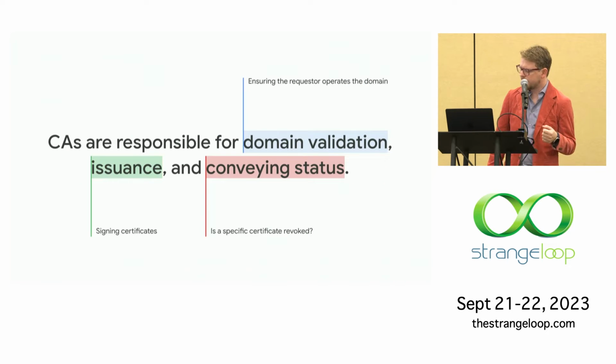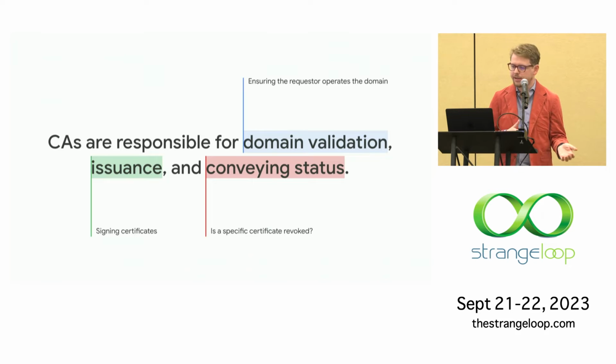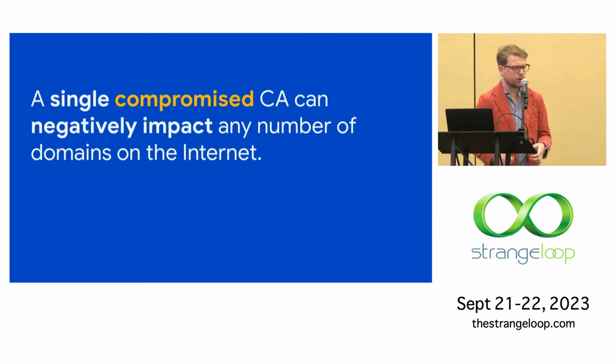Within the Web PKI, CAs are responsible for a few things. They're responsible for domain validation, meaning ensuring that the requester of a certificate, or a subscriber in Web PKI parlance, actually operates the domain. They're responsible for actually issuing the certificates and then conveying status of those certificates, meaning, is the specific certificate revoked. And this means they're very important because a single compromised CA could negatively impact any number of domains on the internet. What I mean by that is that if a CA issues a certificate to someone who doesn't actually control the domain, they can impersonate that domain.